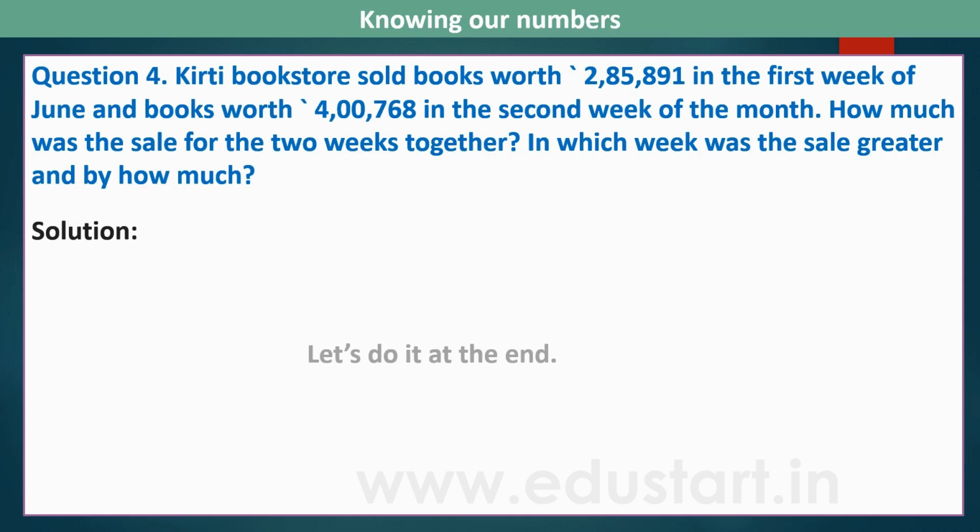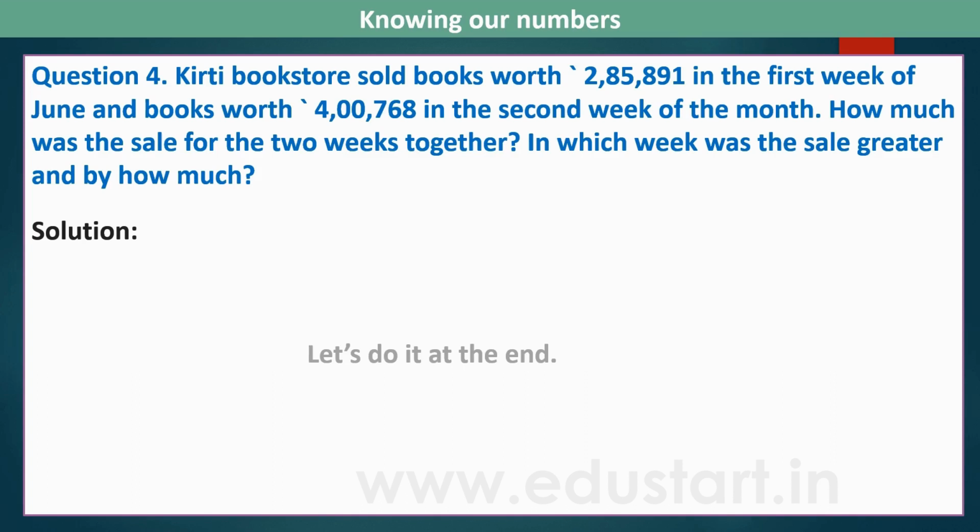So Kirti bookstore sold books worth 2,85,891 in the first week of June and books worth 4,768 in the second week of the month. So how much was the sale for the 2 weeks together? In which week was the sale greater and by how much? So basically this question contains 3 more questions. I was thinking to do it at the end, but let's do it here.